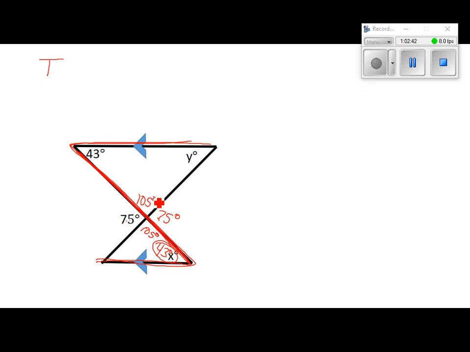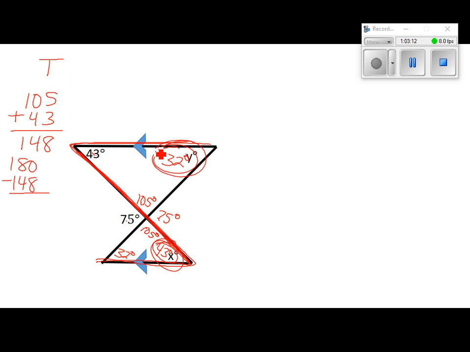And then that means Y is... How can we find Y then? 105 minus 43? I think. 105 plus, oh, my fault. 105 plus 43, what's that give you? 148. Now what do you know about 3 angles of a triangle? Yeah, that's 180. They add up to 180. So 180 minus 148, what's that give you? 32 degrees. And then the bottom left one's also 32. These are the two that they wanted, just X and Y.